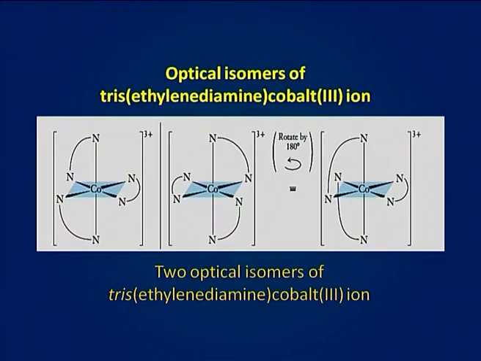Here you can see this type of octahedral complex in which 3 symmetrical bidentate ligands are attached. The complex is tris(ethylene diamine) cobalt 3 ion. Here is the original molecule and this is the mirror image. If you rotate the mirror image of this complex by 180 degrees, you will get this type of figure. This is not superimposable on the original image. Hence, this type of complex is always optically active.